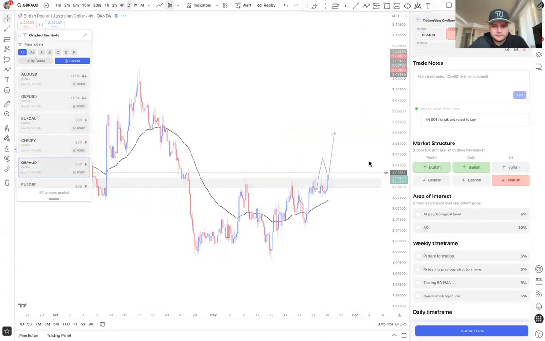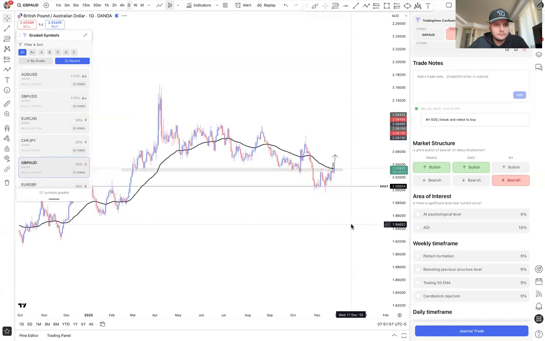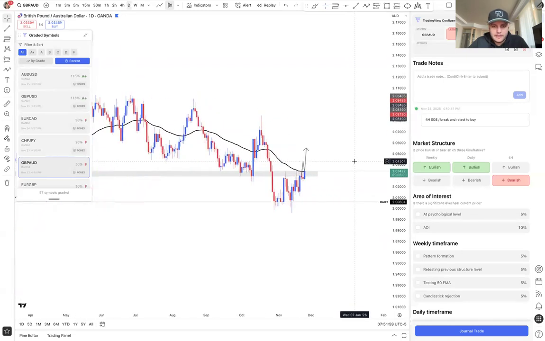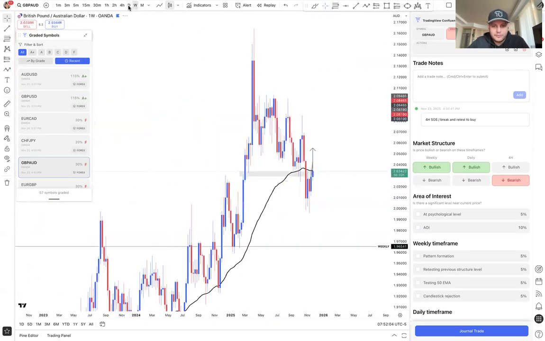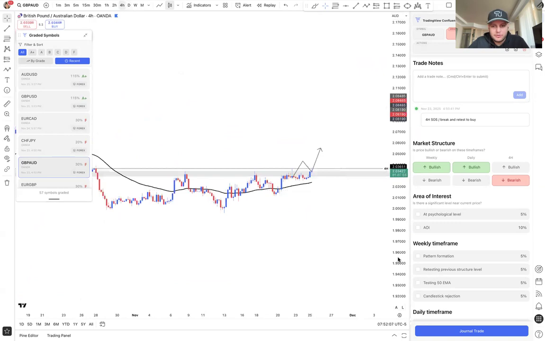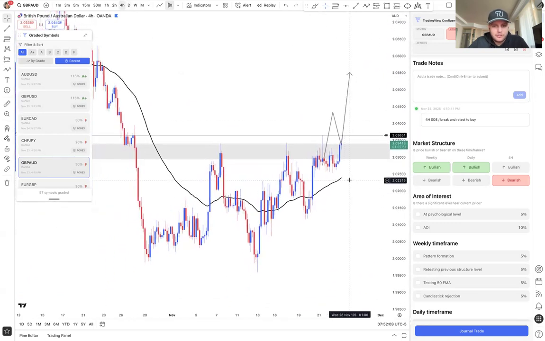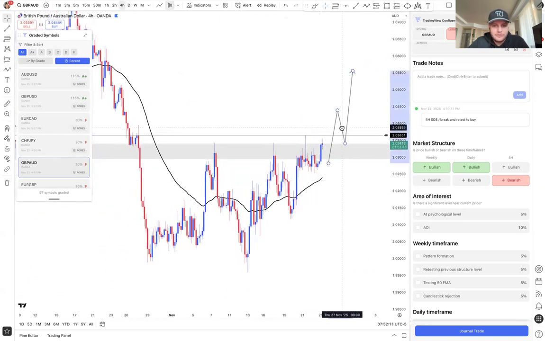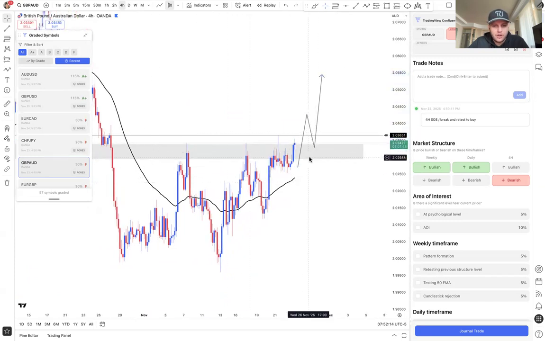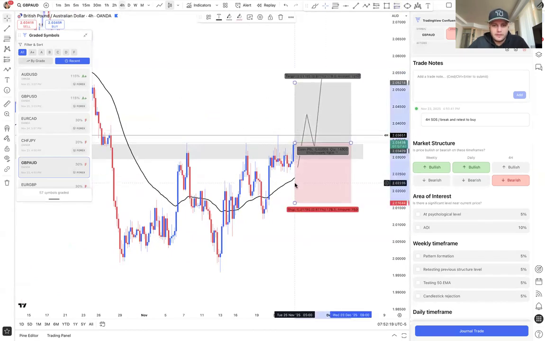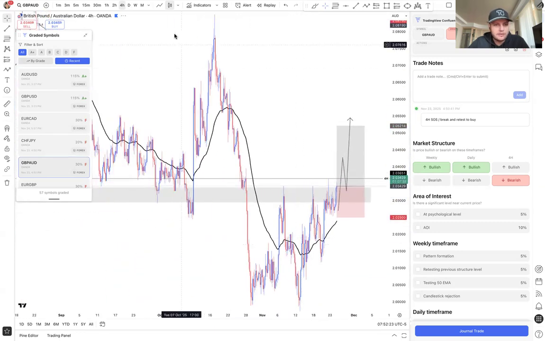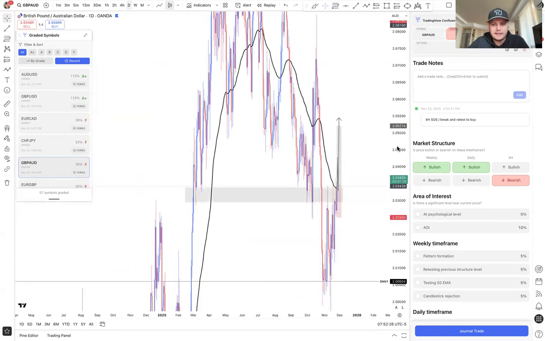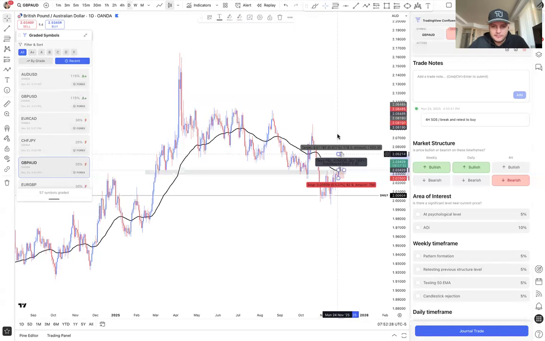Next is GBP AUD. GBP AUD on the daily time frame is bullish. Weekly time frame is bullish. Daily time frame is bullish. 4 hour time frame is still bearish. However, I do think that at this point we have a strong enough area of interest where if we took buys from here and we set our stop loss underneath these wicks right here, that would give us a solid foundation to take a trade to the upside.